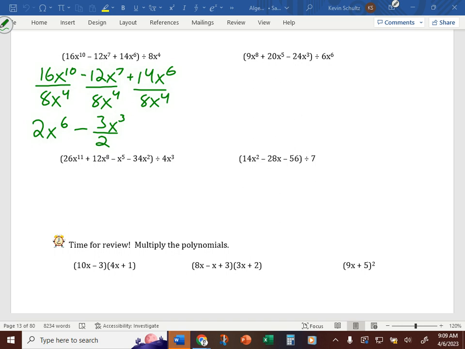Maddie, would that be 7 over... wait, wouldn't it be 7 over 4? 7/4. Yep. And how many x's, and where are they? 2 x's on the numerator. Excellent job. Exactly. 2x to the sixth minus 3x cubed over 2 plus 7x squared over 4.